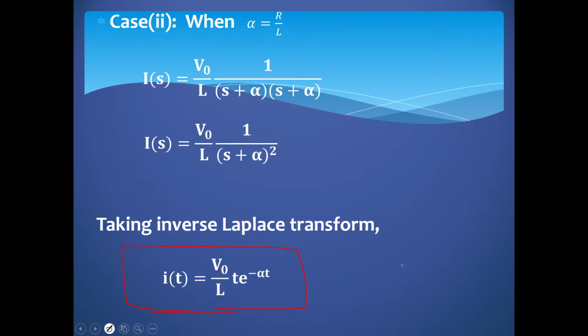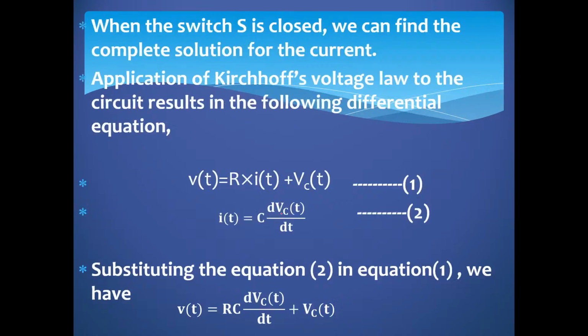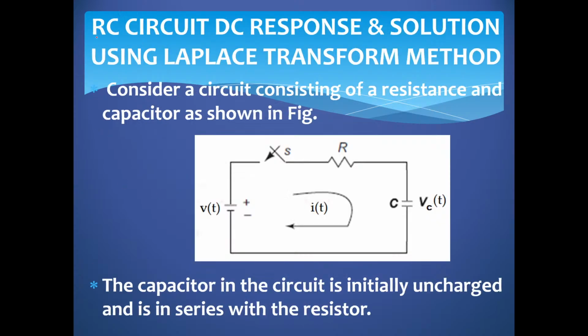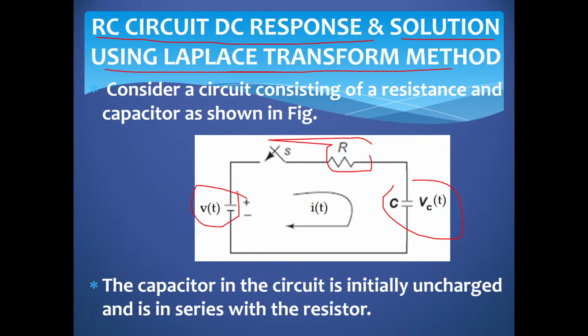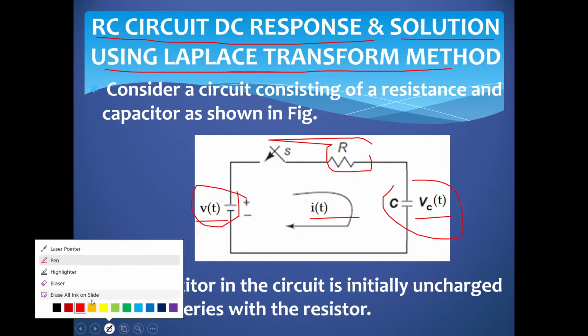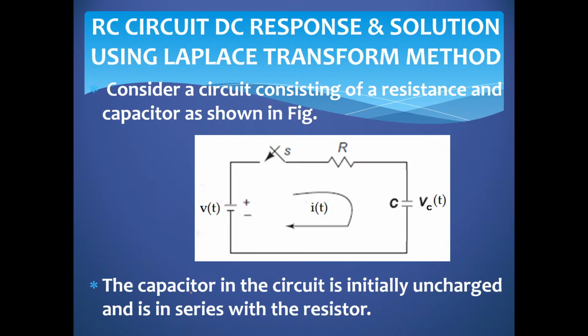I will discuss RC also and conclude as quickly as possible. So, the RC circuit DC response and solution using Laplace transformation. You can see here there is a resistor, there is a capacitor, and this is our DC voltage source. Because of V of t, current I of t flows, and the voltage across the capacitor is Vc of t. Write the title, draw the diagram.